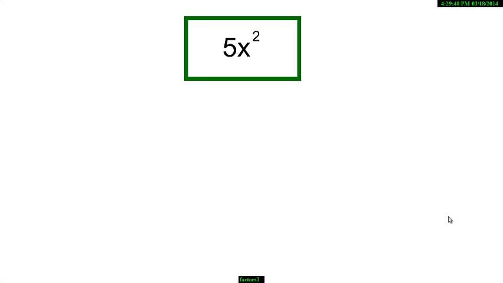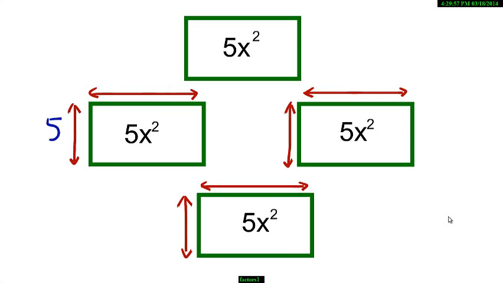Now, suppose my tile has an area 5x square. Then, how do I find its dimensions? I need to work backwards. The dimensions of my tile may be 5 and x square, or 5x and x, or 1 and 5x square. However, I cannot ascertain accurately the dimensions when I have a single algebraic tile.